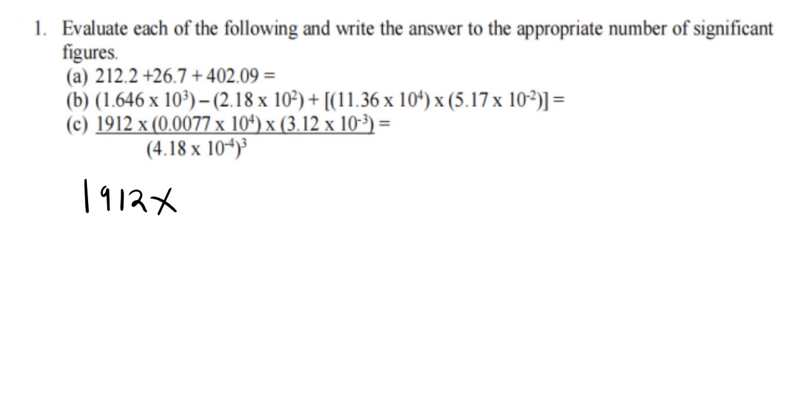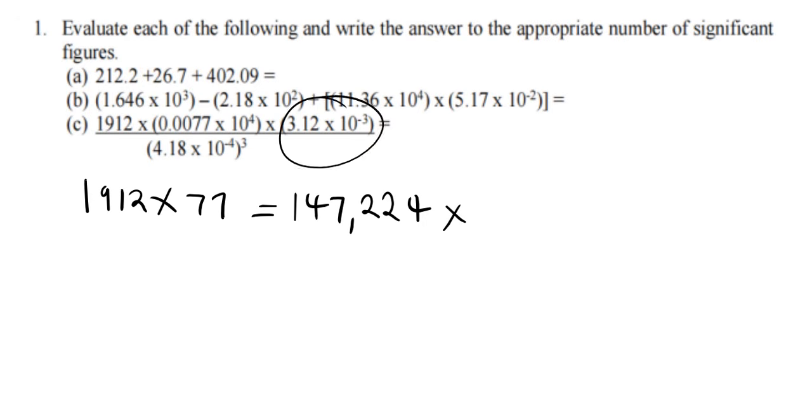Okay, I'm going to have 77 there, and it's multiplying by the 1912. I'm getting 147,224. Then I'm multiplying this same answer by this that we have.